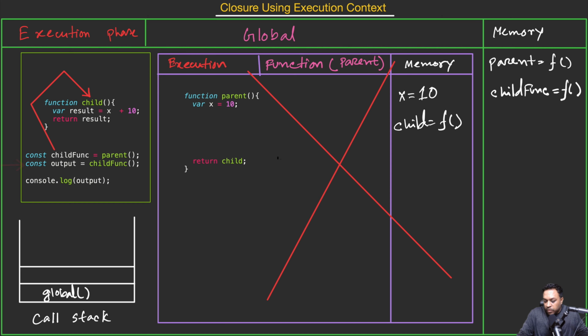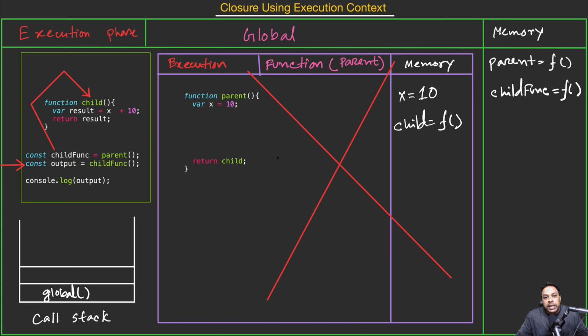Now, what is the issue? The issue is this is the child function, and it is trying to add 10 with this variable x. But where is this variable defined? This function does not have that variable. It did not define it. It was defined in the parent context. Basically, the parent defined it. Here we can see that x is equal to 10.